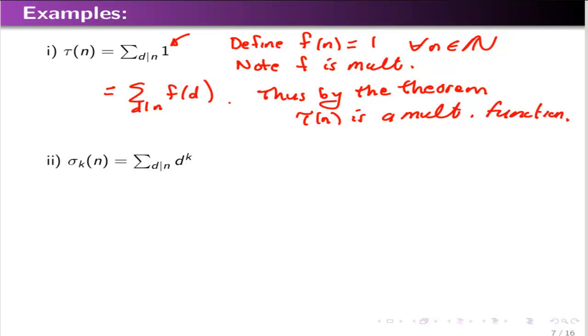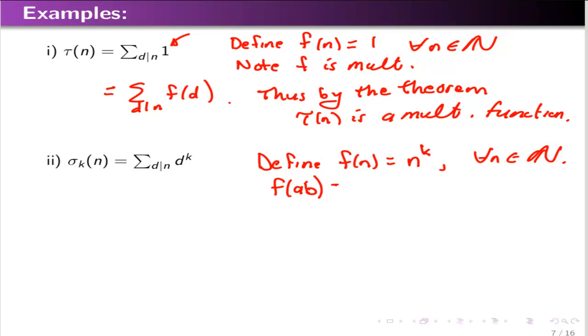Likewise, the sigma function. In fact, let's go right to sigma k, the sum of the kth powers of the divisors of n. So this time I'll define little f of n to be n to the k power for all natural numbers n. That's also multiplicative. f of ab is ab to the k, which is a to the k, b to the k, which is f of a, f of b. It's totally multiplicative.